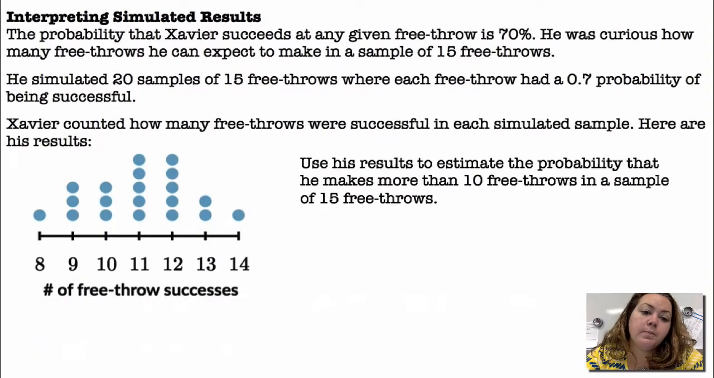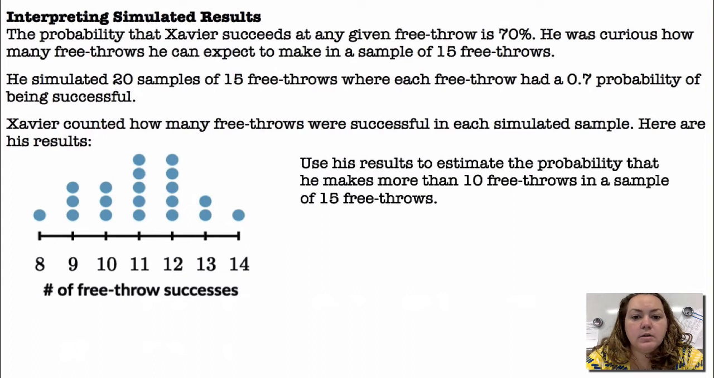All right, interpreting simulated results. The probability that Xavier succeeds at any given free throw is 70%. He was curious how many free throws he can expect to make in a sample of 15 free throws. He simulated 20 samples of 15 free throws, where each free throw had a 70% probability of being successful. Xavier counted how many free throws were successful in each simulated sample.